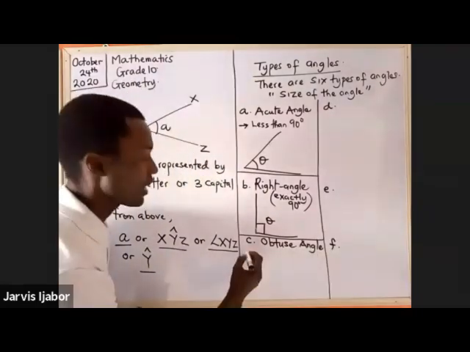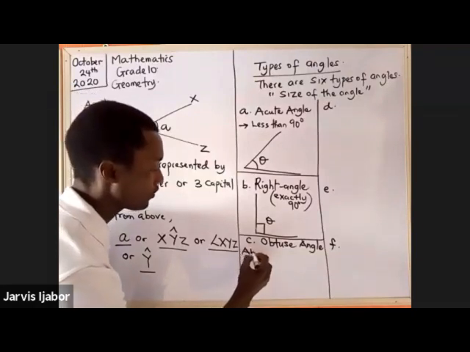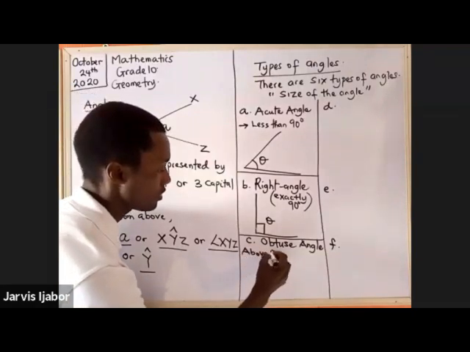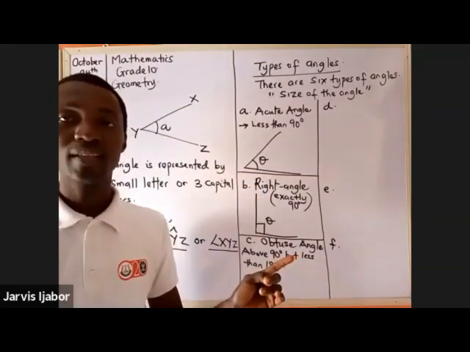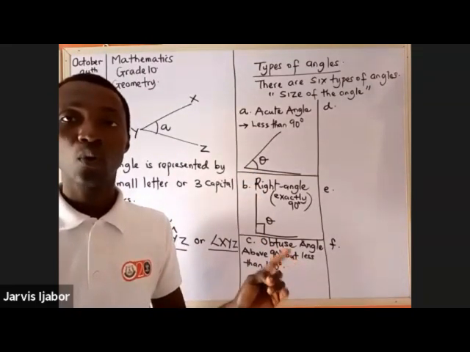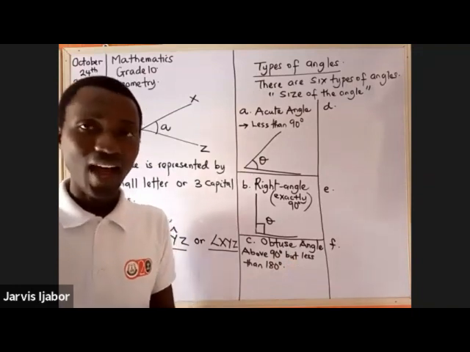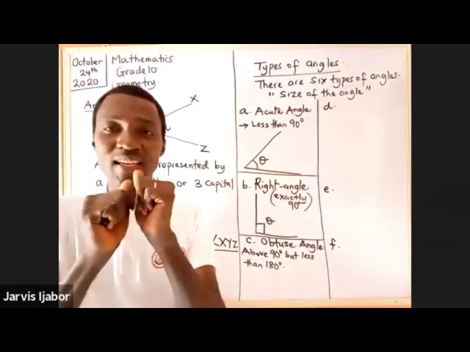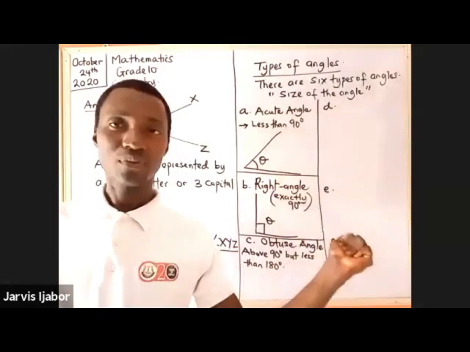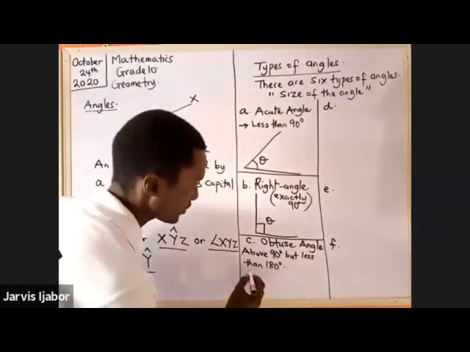Essentially, it is an angle that is above 90 degrees but less than 180 degrees. Now, we said acute is small. What we notice in an obtuse angle is that it tends to stretch out. So it will be something like this.